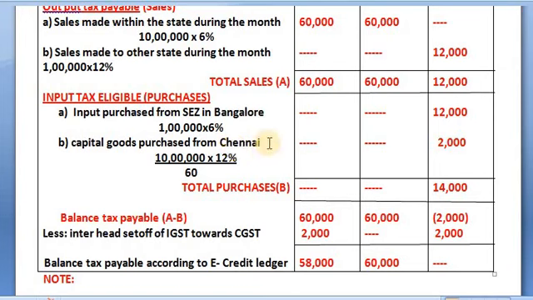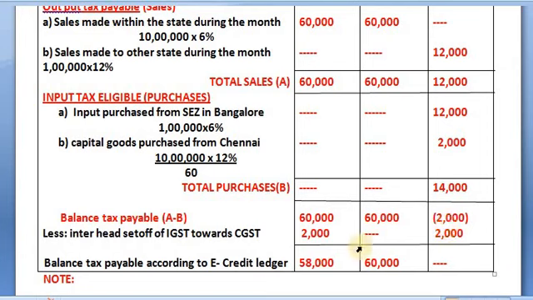And how you got this 2,000? Cost of capital goods into tax rate divided by 60. That is the life of the capital goods. You got 2,000. Take the total B. A minus B will be getting tax payable. 60 we have to pay to CGST, SGST 60, and surplus we have when it comes to IGST. No need to pay anything.